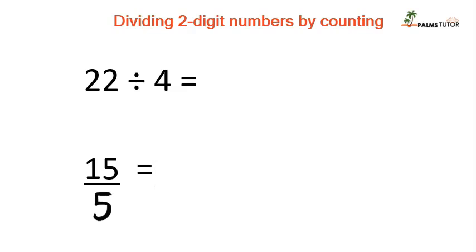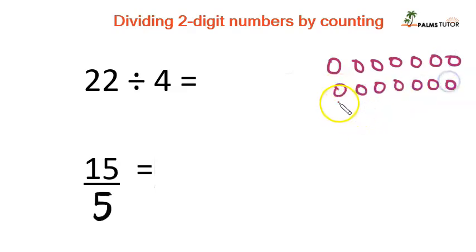And more examples. Oh, you see the number is getting bigger. We have to learn how to do this without counting. But let's do this. 22 divided by 4. 1, 2, 3, 4, 5, 6, 7, 8, 9, 10, 11, 12, 13, 14, 15, 16, 17, 18, 19, 20, 21, 22. If you count wrongly, your answer will be wrong. So you have to be very careful.